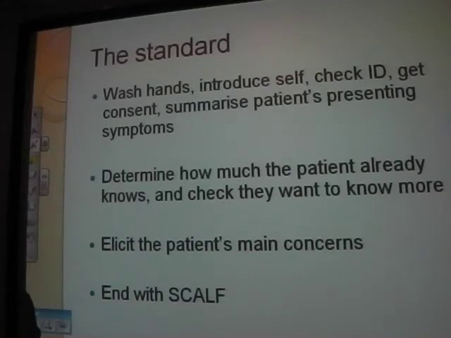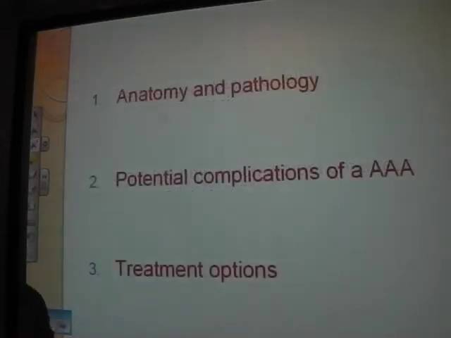So wash your hands, determine how much the patient knows, what they would like to know, what the concerns are, and always end with your summary. So between you, just between yourselves, I just want you to think about what you tell the patient in terms of the anatomy and pathology of AAA, the potential complications of AAA, and the treatment options. And if you do that for a couple of minutes, then we'll go through them. So just do it in pairs.